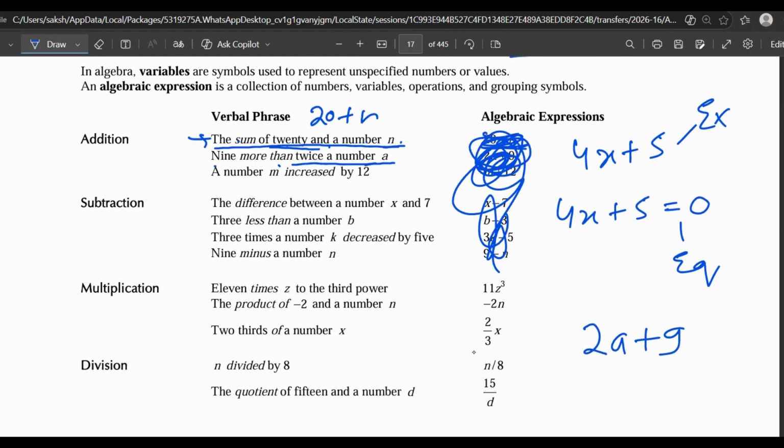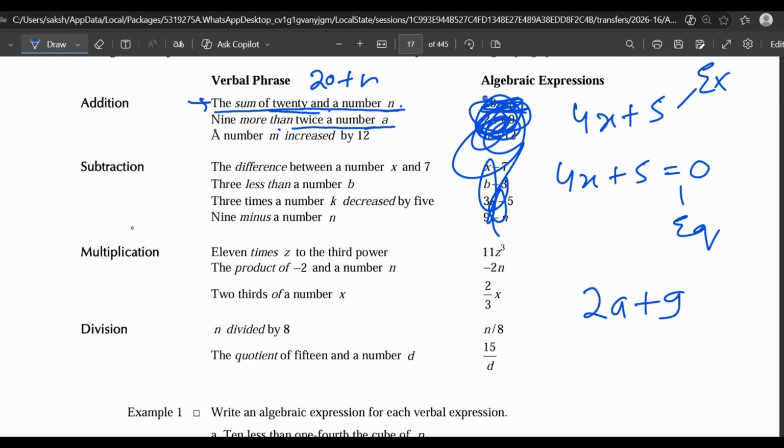Now, the second thing, if I ask for subtraction for the same number, based on this you are going to make statements for addition. Again, for the subtraction, what kinds of statements can they give you? The difference between a number x and 7. So what should I write for this one? What will it be in numerical terms? x minus 7.